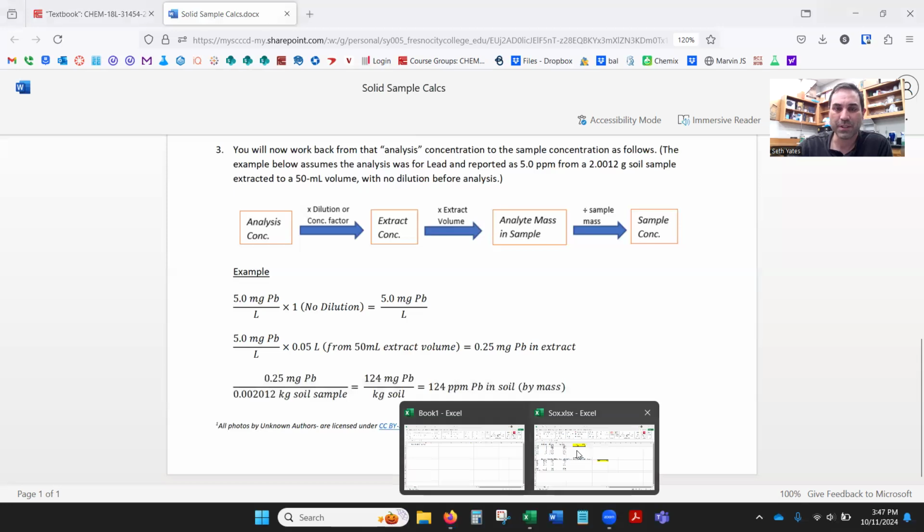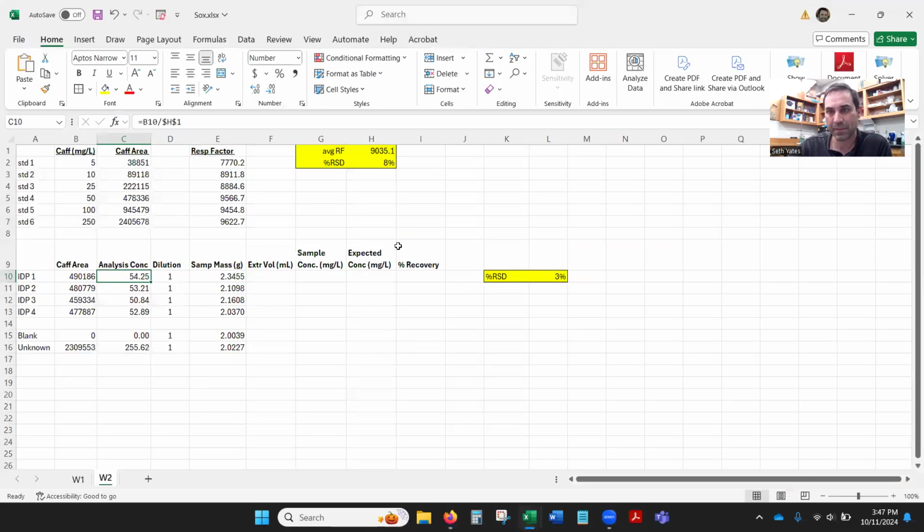Here we are. So we're going to go to Excel and see how this would play out. This is Soxhlet data. First off, we analyze the standards, and 5 ppm gave us this area, and 10 ppm gave us this area. The HPLC is an external standard, so there's no naphthalene in here. We're just reading the area count under the caffeine curve. Then 25 milligrams per liter gave this area, etc.